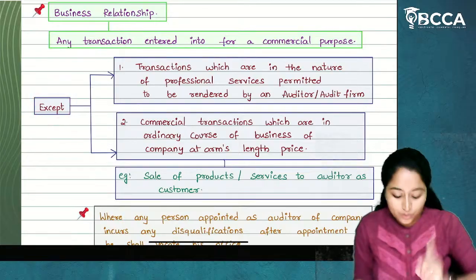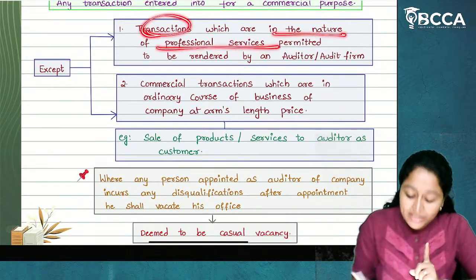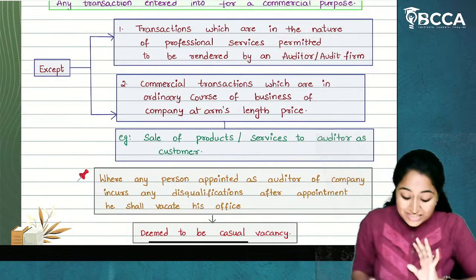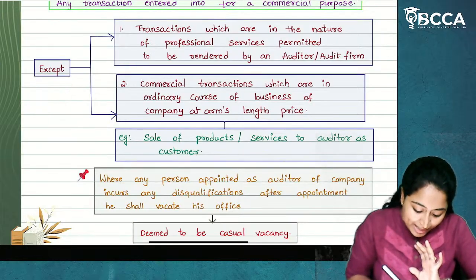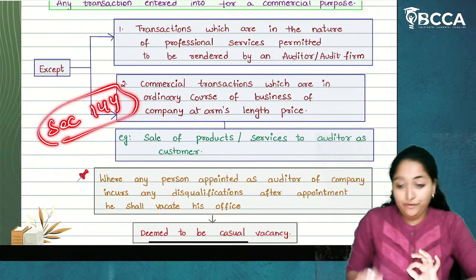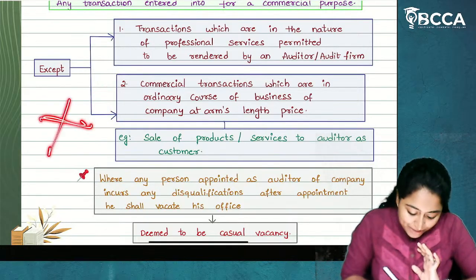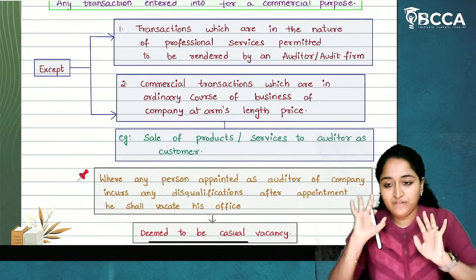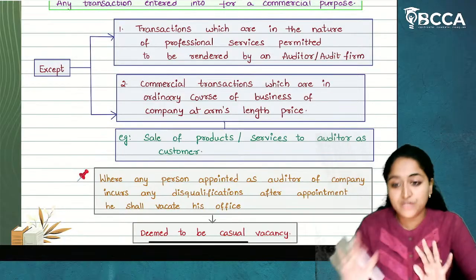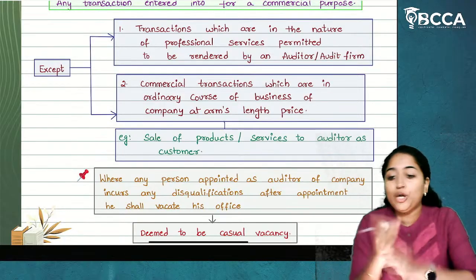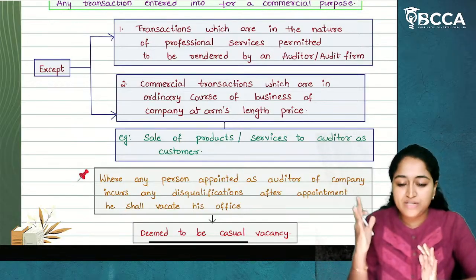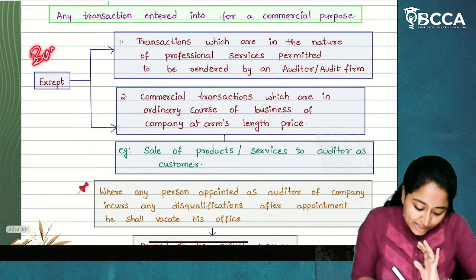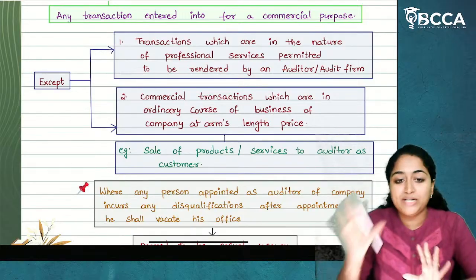But exceptions are there. What are the exceptions? Transactions which are not in the nature of professional services permitted to be rendered by the auditor or audit firm, which means we have specialized services given under section 144. If the auditor is providing not the specialized services but any other services which are permitted to be given, which means he can provide those services to the company, these are not prohibited services. If he is giving any permitted services, even if it is for a commercial purpose, then it is okay. Even if it is a business relationship, he will be eligible to be appointed as a cost auditor, not disqualified.